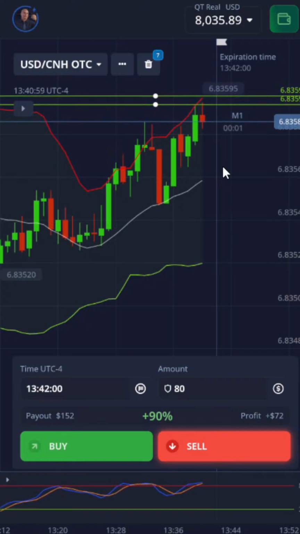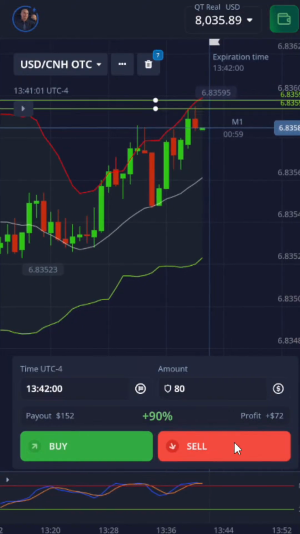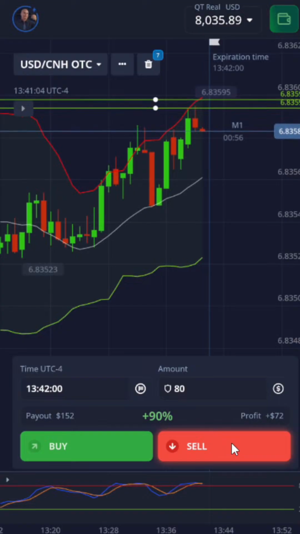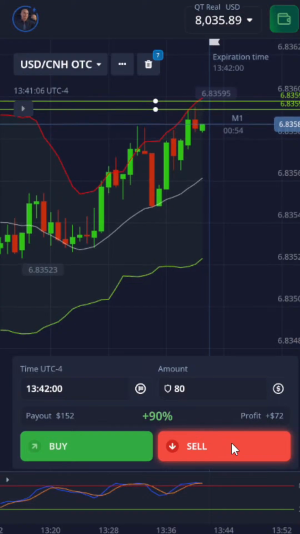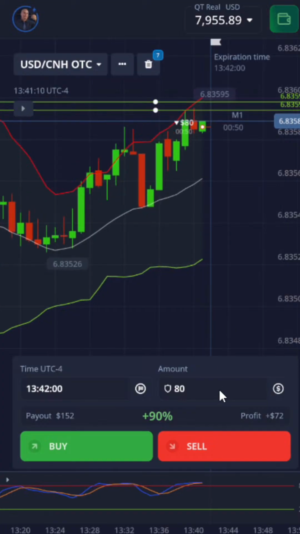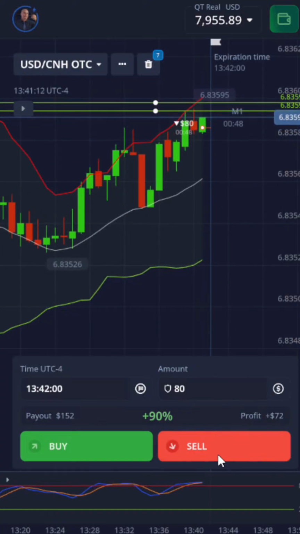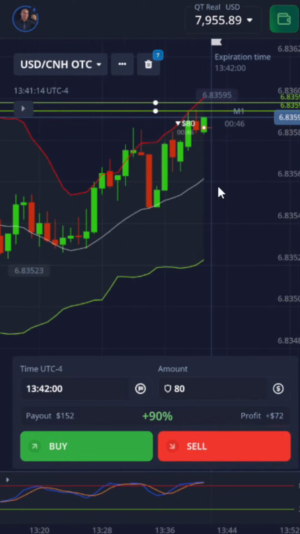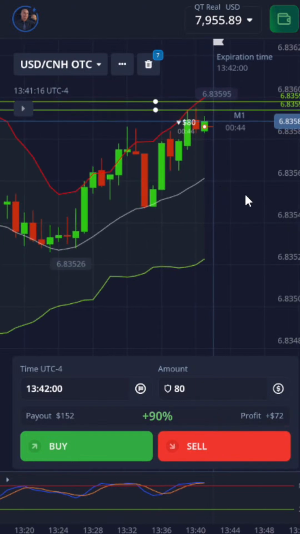One, two. I'm going to sell on the pullback. I'm going to wait for a little pullback, and wait for it to be a little bit green. Right there, I bought $80 right there. So let's see if it's going to respect that one. So I bought on the pullback. Let's see.